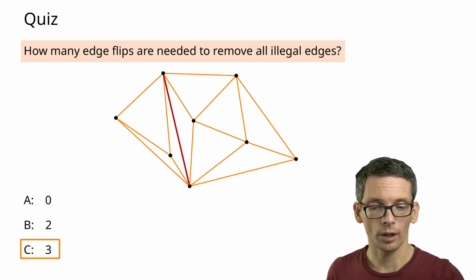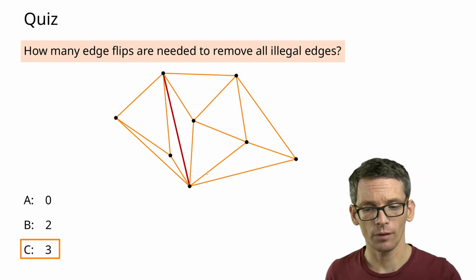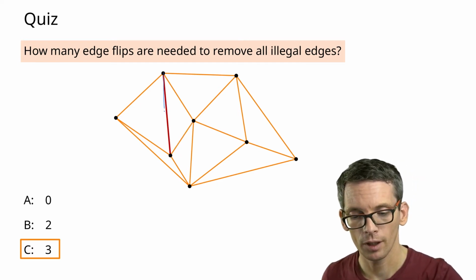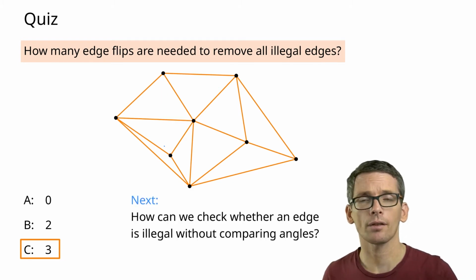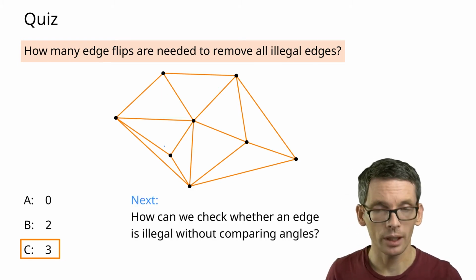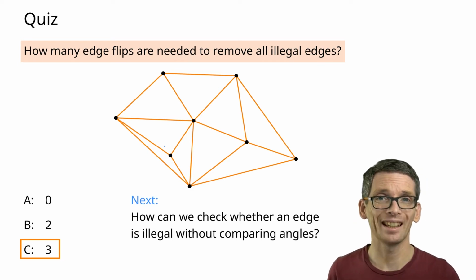So now I flipped one of the edges. Let me flip the other edge. After flipping that edge, this edge becomes illegal. So I also have to flip that one. And then after 3 flips, I'm done. So here we needed 3 flips to remove all illegal edges.